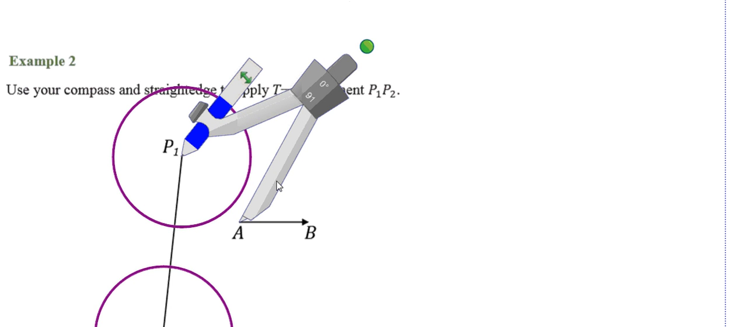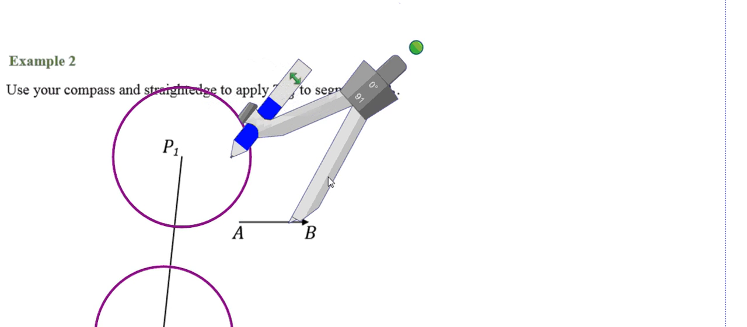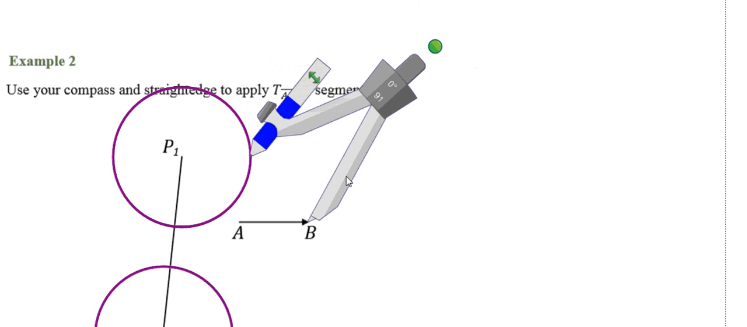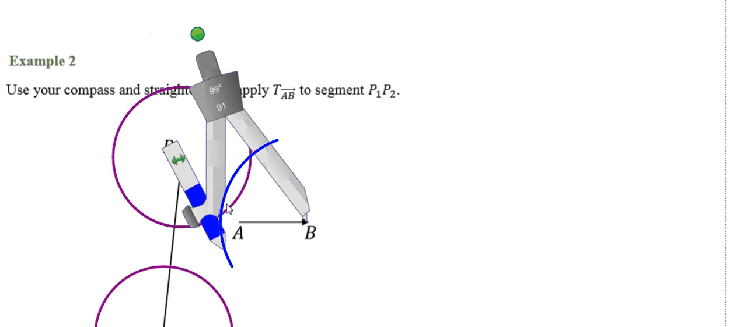So I'm going to measure that same distance. And again, I'm going to do this very carefully and very precisely. And then, keeping that same distance, I'm going to move the point of my compass to the end of my vector because I want to translate. I want to slide. And I'm going to construct that arc.